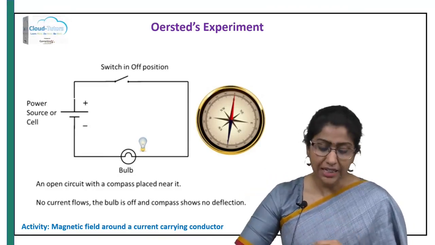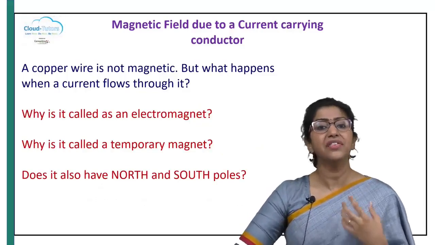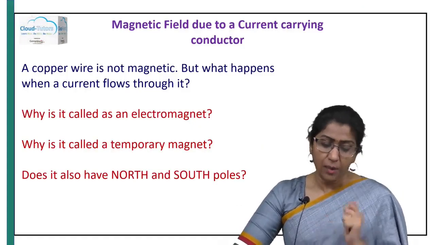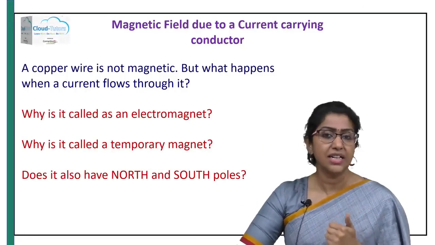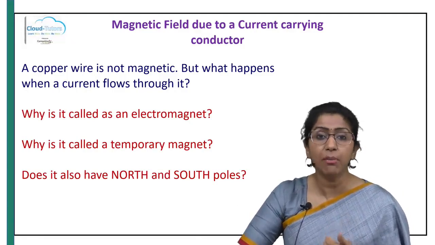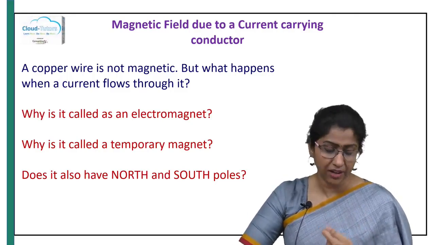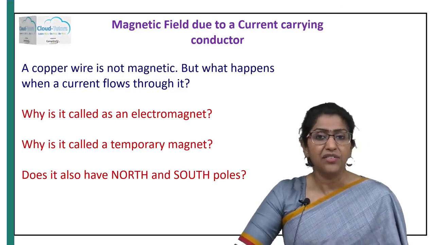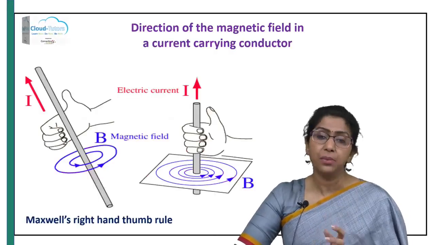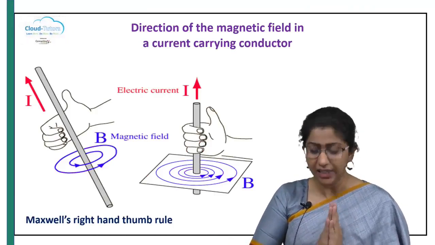In order to understand the direction of the magnetic field and how this magnetic field is created around a conductor, we need to discuss these questions. What are those? Definitely, as we already discussed, a copper wire is not magnetic, right? But what happens when we pass current through the copper wire? A magnetic field is created around the copper wire. Why is it called an electromagnet? We will discuss that in a while, but let's see how it works and what is the direction of the magnetic field around this current carrying conductor.